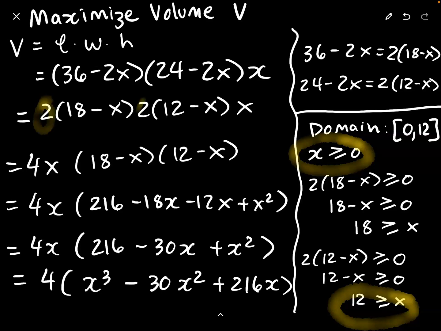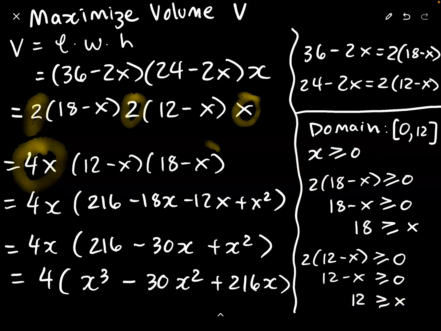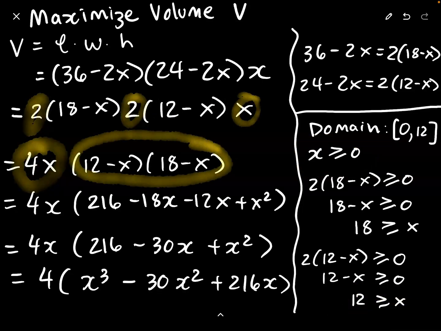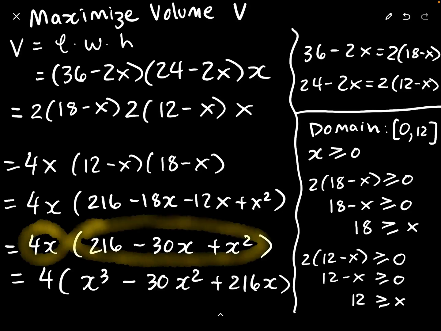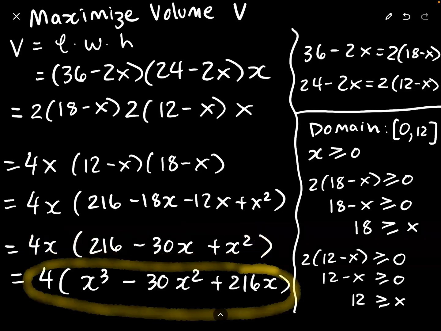So 2 times 2 will be 4, and I'll bring the x in the front. And after, I will FOIL out these terms, 12 minus x times 18 minus x. So here we're multiplying it out so we can take the derivative of the polynomial. So you can check when we multiply out, we have 4x times 216 minus 30x plus x squared. And then we can take the derivative of 4 times x cubed minus 30x squared plus 216x.